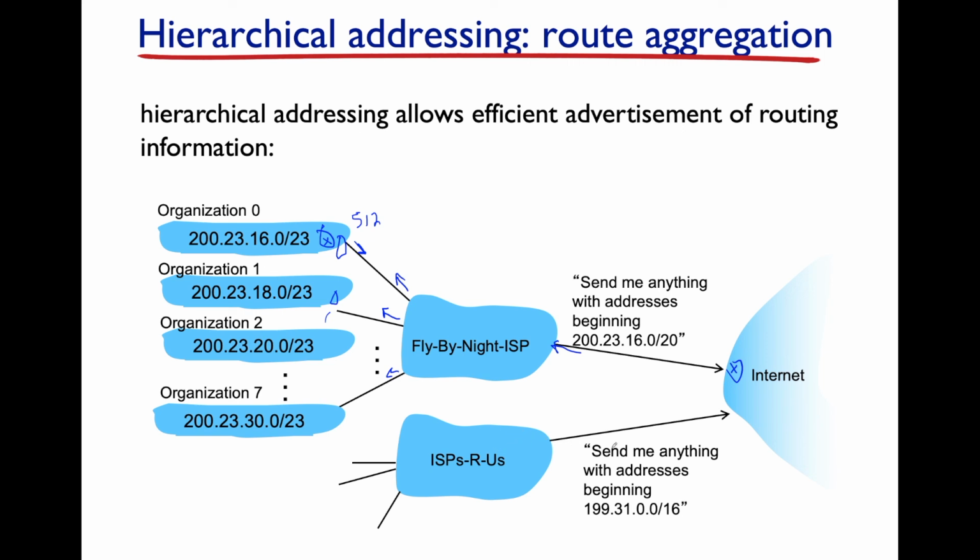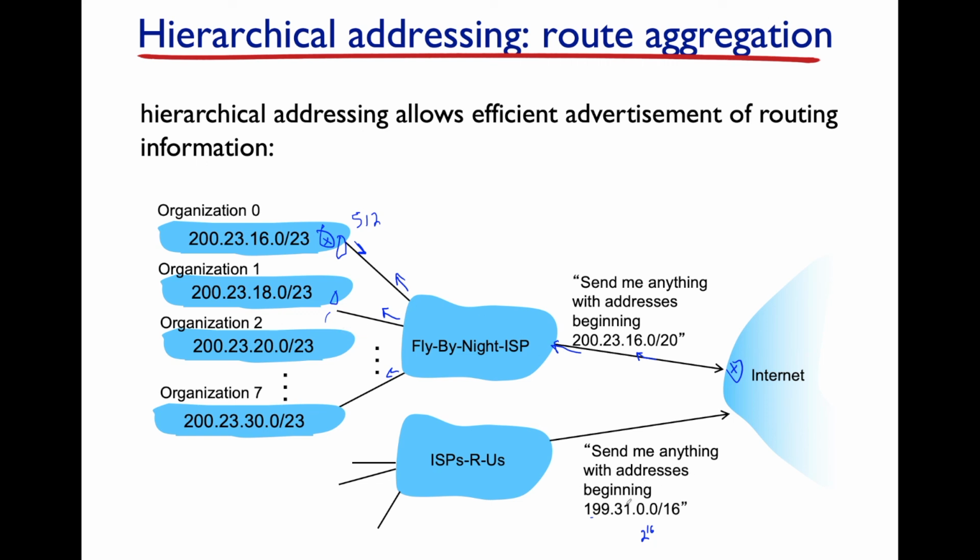And it says, okay, well, I'm going to manage a different block of addresses. Send me anything with addresses that begin 199.31.0.0, subnet mask 16. So that means this can have a total of 2 to the 16 many hosts. That's a decent amount of hosts. Okay, so all data in this block of addresses gets sent there, and it's subdivided by Fly-by-Night ISP to one of its customers based on the block of addresses. It's more and more specific as you get closer to the organizations.